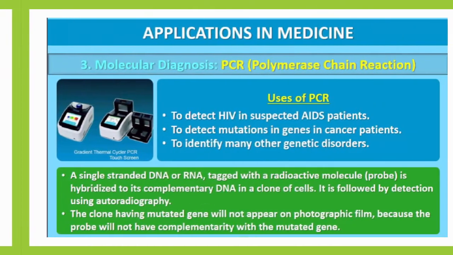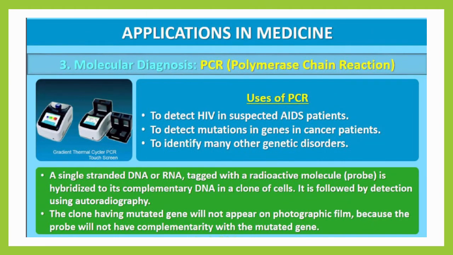So what are the uses of PCR? Here you can see the list, let me discuss that. To detect HIV in a suspected AIDS patient, even in very low quantity or in the first stage. We can also use PCR to detect mutations in genes in cancer patients. Then the third one, to identify many other genetic disorders. To know genetic disorders, this technique plays a very important role.